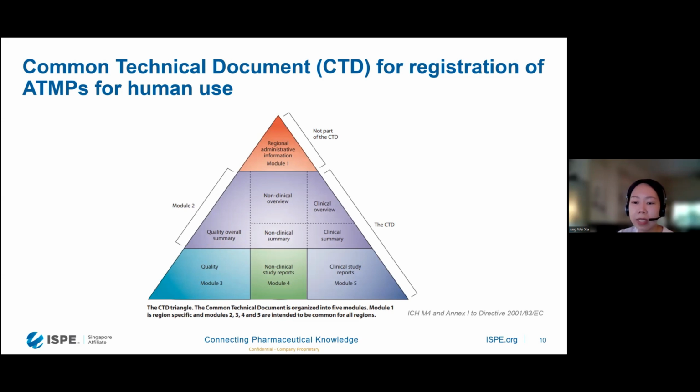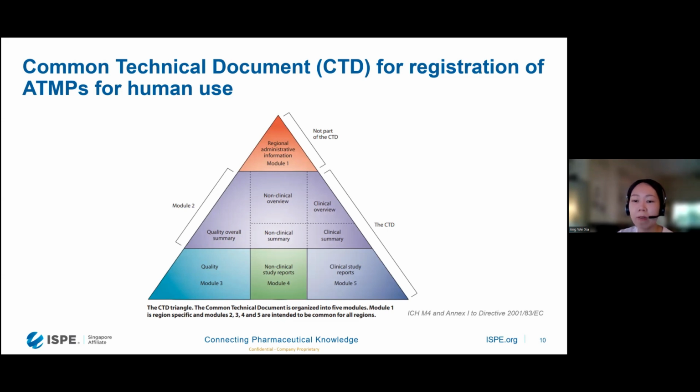This CTD format is also recognized by the US FDA. So this will greatly save the dossier preparation time for drug owners who wish to commercialize their drug in the US market. The CTD is organized into 5 modules.